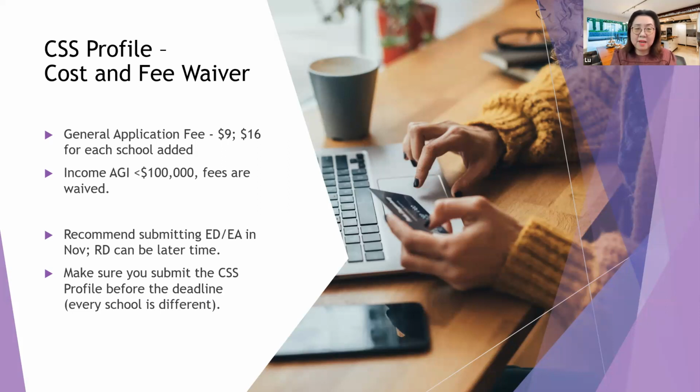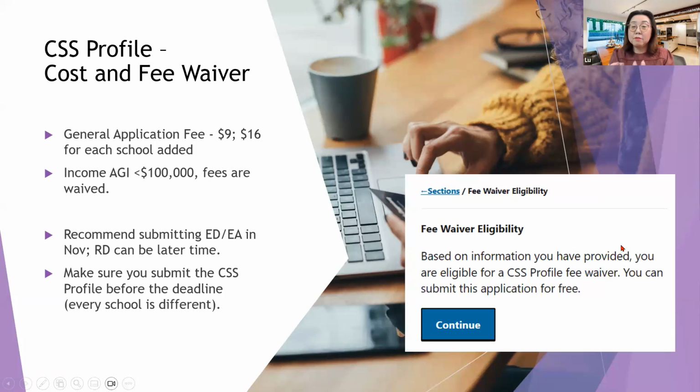You don't need to pay anything. Once you input your income, let me just show you, the fee waiver eligibility notice will pop up. And that's the time that you know your fee has been waived. If you don't see that, then at the end of the application, you will be charged.